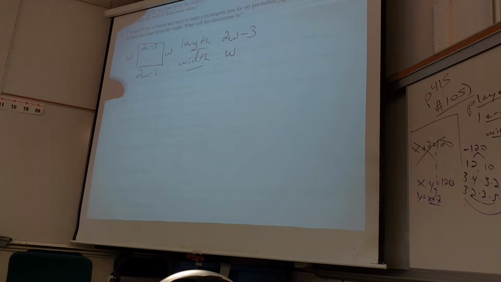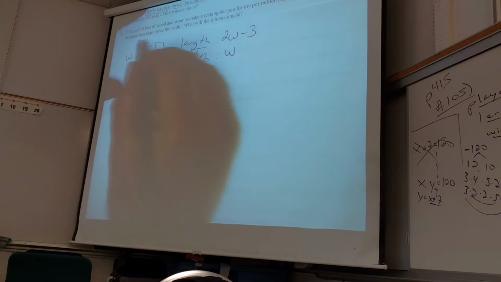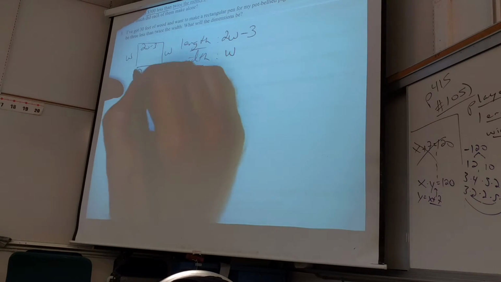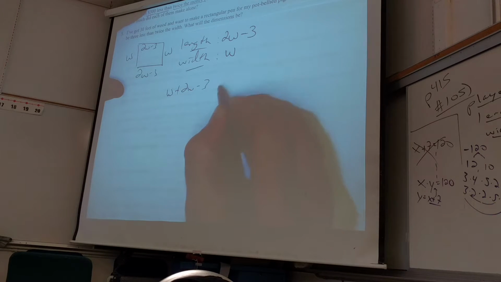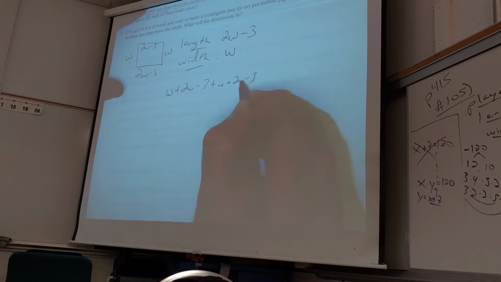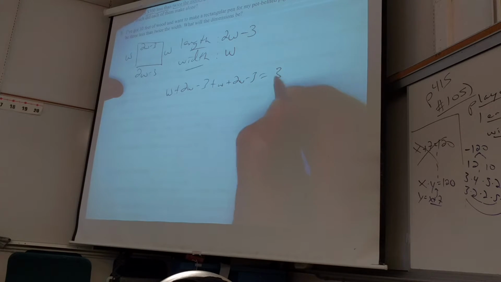So how does 30 come into this? 30 is the what of that shape? The perimeter. Yeah, because I want all together, that's where all my wood went. That's got to be 30 total. So if I do W plus 2W minus 3, plus W plus 2W minus 3, that's got to be 30.